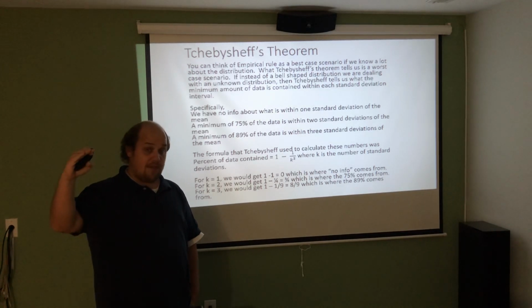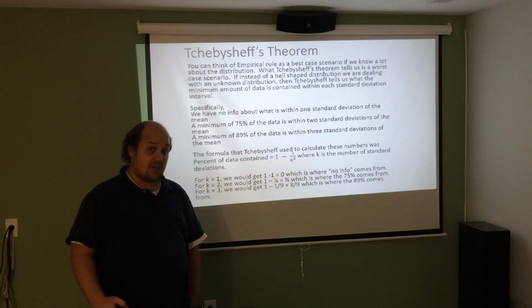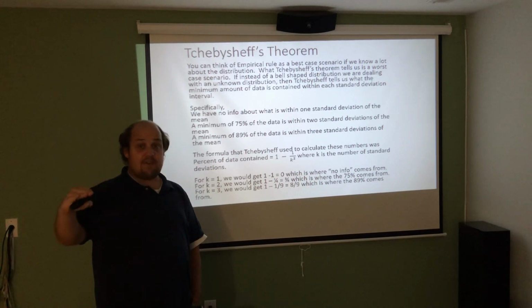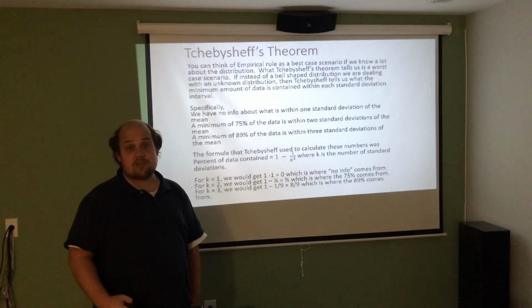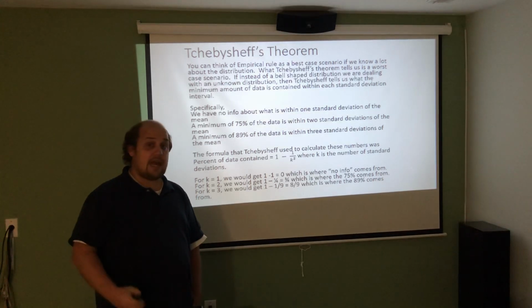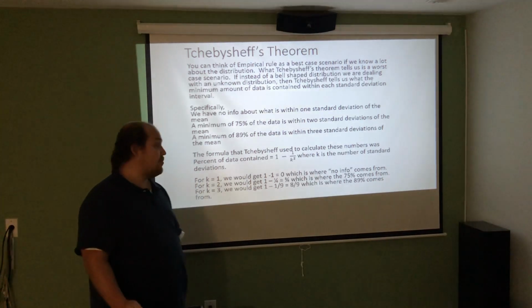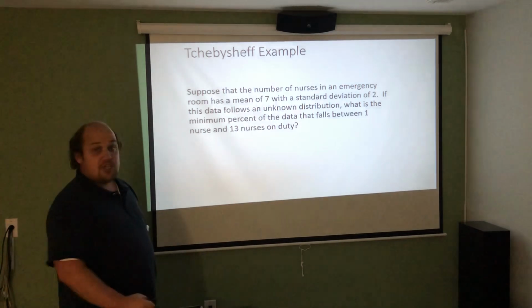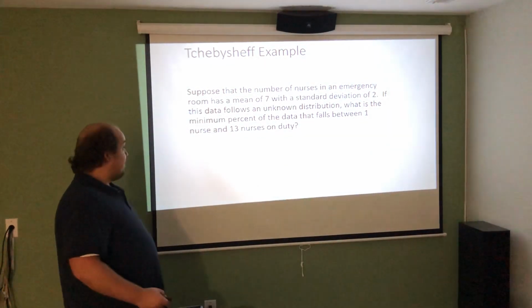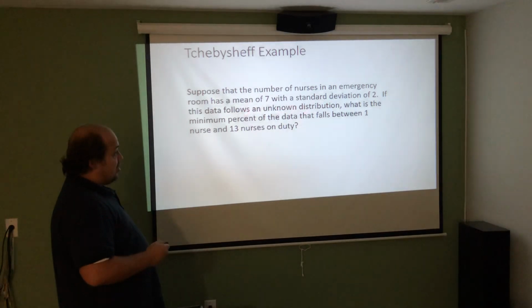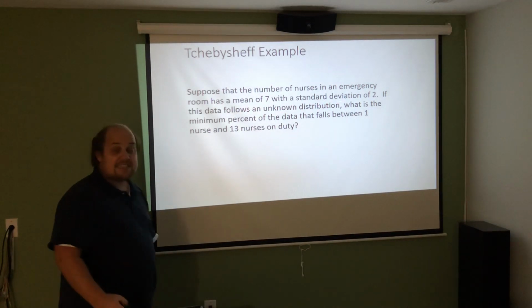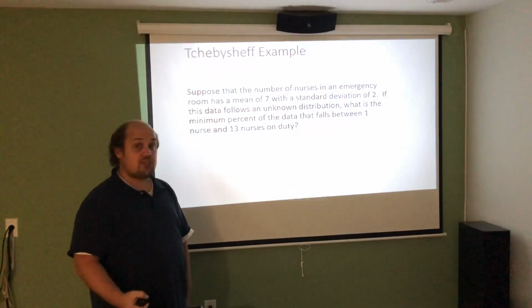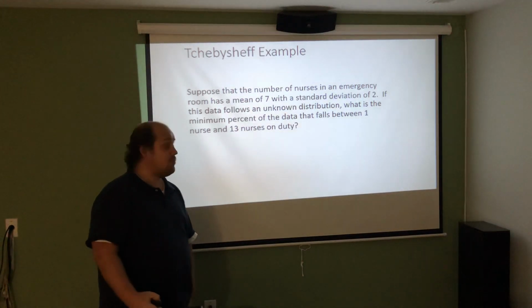No info if we have plus or minus 1 standard deviation in an unknown distribution, 75% if we have plus or minus 2 standard deviations, and 89% if we have plus or minus 3 standard deviations. This looks very similar to what we just did with the empirical rule. The key difference is it tells us it's an unknown distribution instead of a mound-shaped, bell-shaped, or normal distribution.